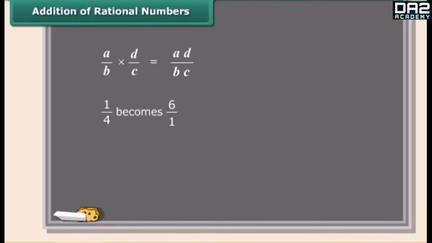Now we will turn the second fraction upside down so that it becomes a reciprocal. Multiply the first fraction by that reciprocal. This fraction can be further simplified to 3 by 2.